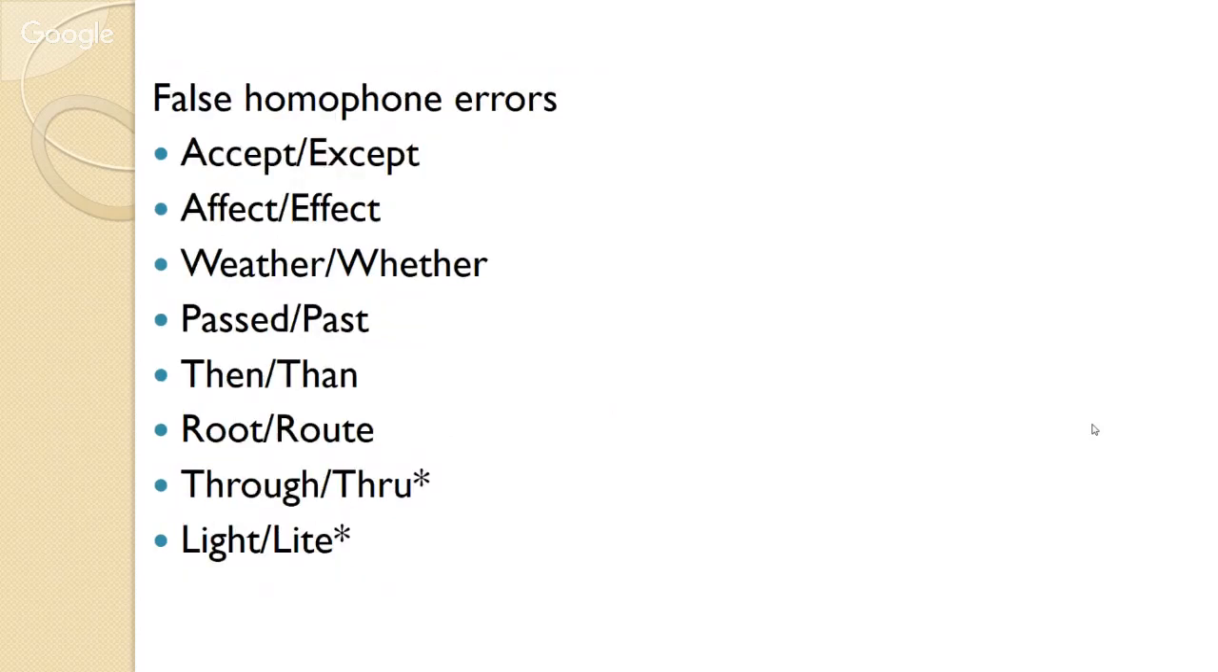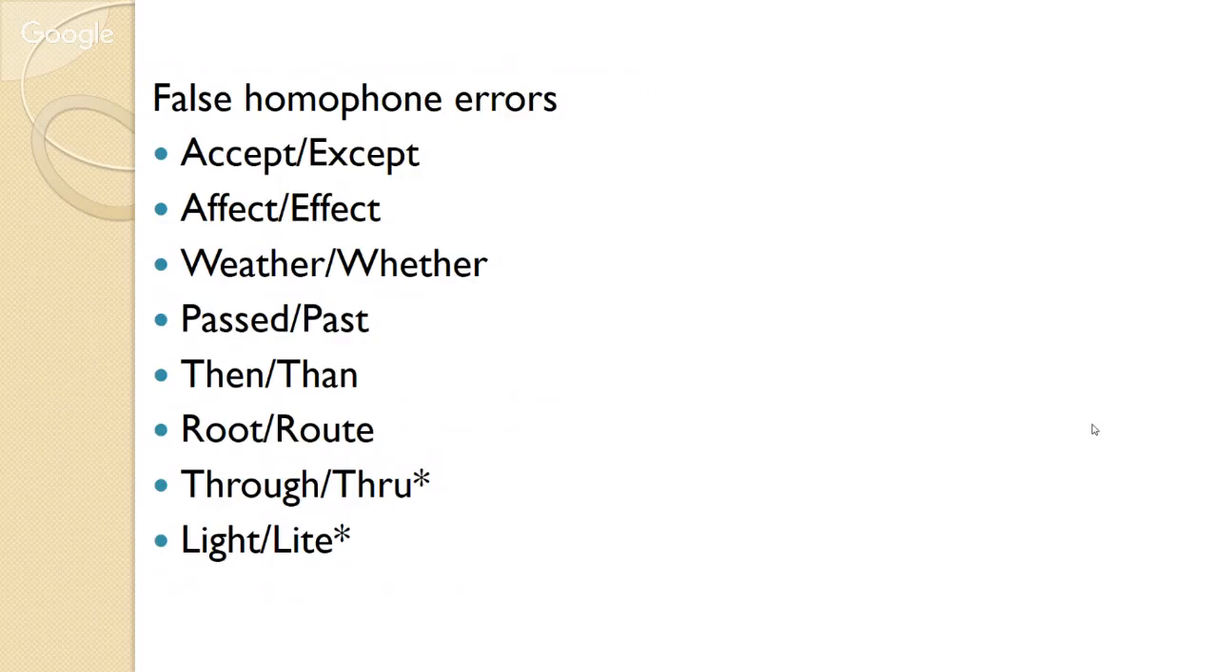False homophone errors. So like I said, there are several words that we mispronounce. We pronounce them in the same way, even though technically they're not supposed to be. And so we end up with these false homophones. So accept and except, for example, which ironically mean opposite things. Accept means to take in, except means to leave out. Affect and effect. Affect is usually used as a verb. Effect is usually used as a noun.